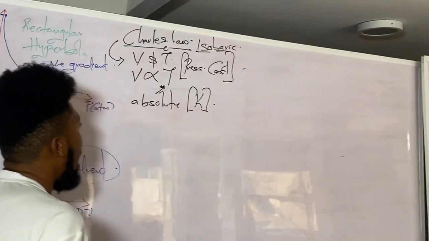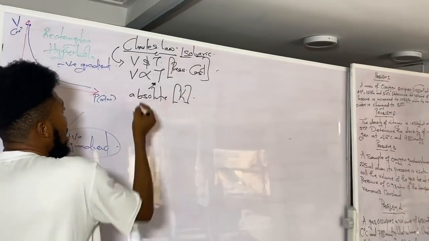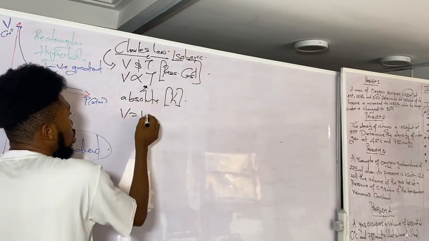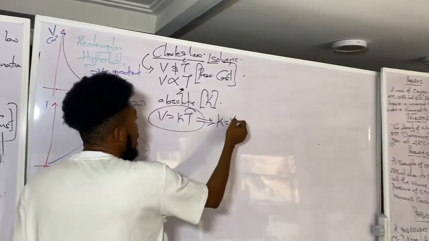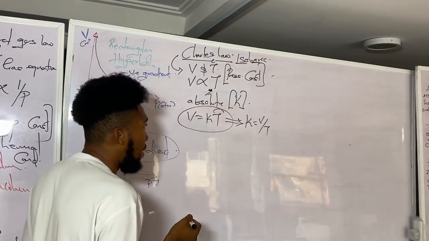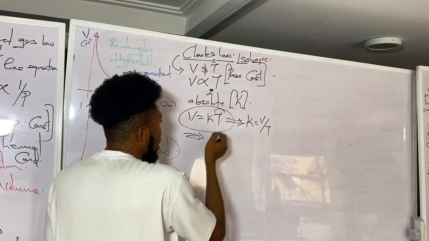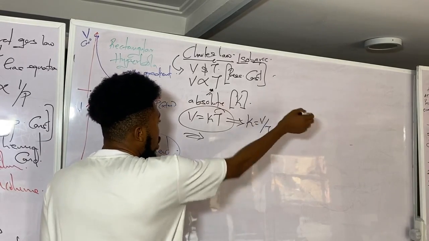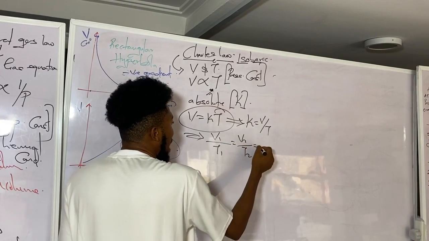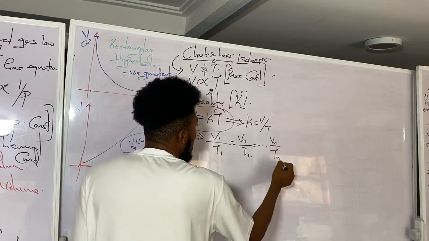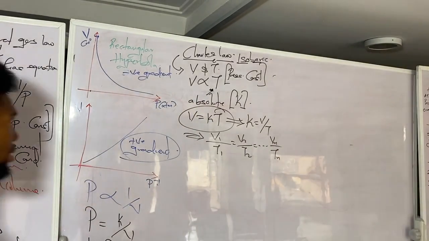All right, then let's look at the graph that emanates from Charles' law. But before we look at the graph, let's quickly look at the mathematics. Here we can bring in your constant. So we have V is equal to KT. When you make K the subject of the formula, you have K is equal to V over T. All these are things you probably did in your O levels. We can now make this a continuous case where V1 over T1 is equal to V2 over T2, and it continues until you get to Vn over Tn. So that's the case under Charles' law.